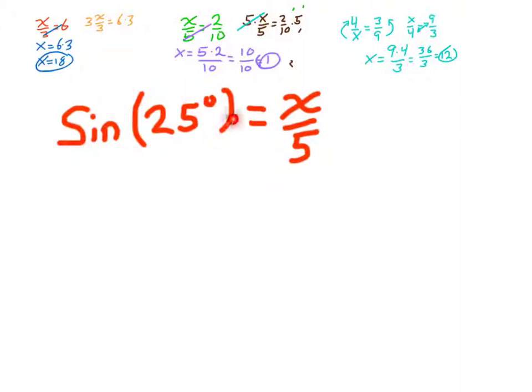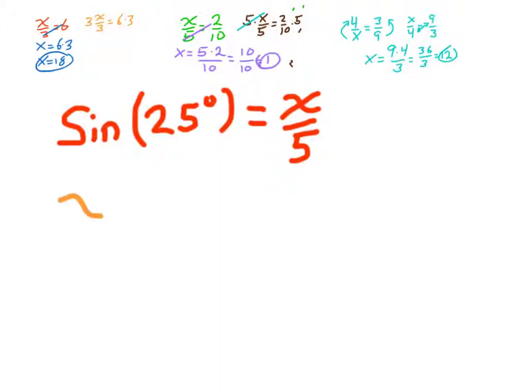Now, yes, it says sine of 25, which of course makes it look ugly, but that's just a number. Sine isn't a variable. It's just a weird-looking, bizarre number. So really, the same thing we did up here where we cross-multiplied works here. You cross-multiply right there. So let's go ahead and do that.